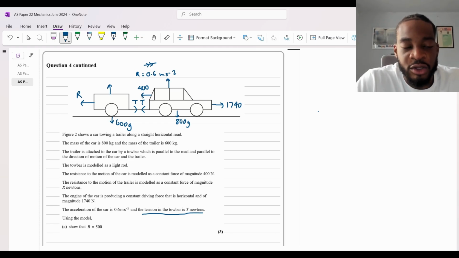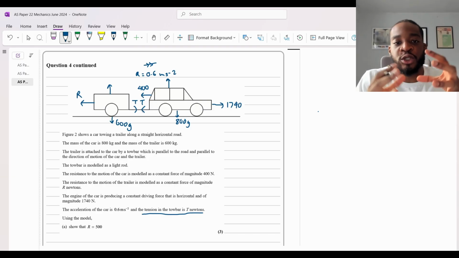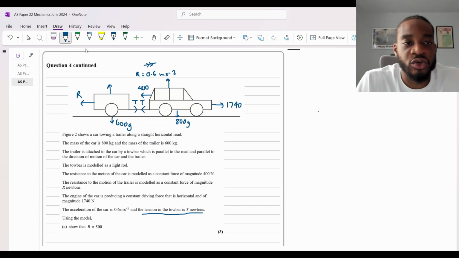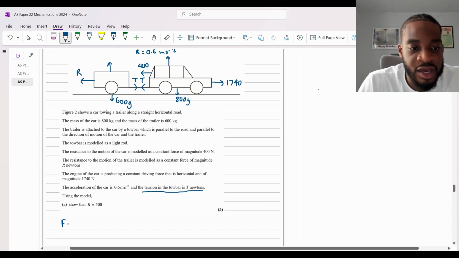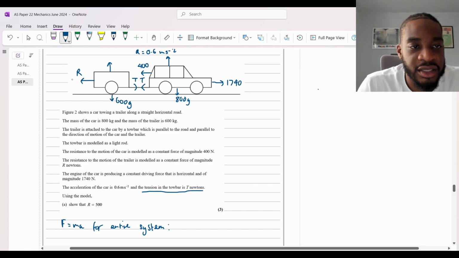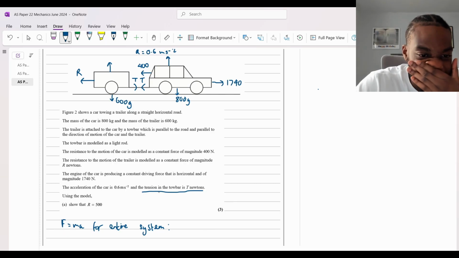We need to show that R is equal to 500. Whenever you do these types of questions, connected particles, it's literally F equals ma. So what you can do is two things. You could either treat this as an entire system, or you could split it. I'm going to treat it as an entire system to figure out what R is. So I'm going to write F equals ma for the entire system. Let me rub that out and write it again.